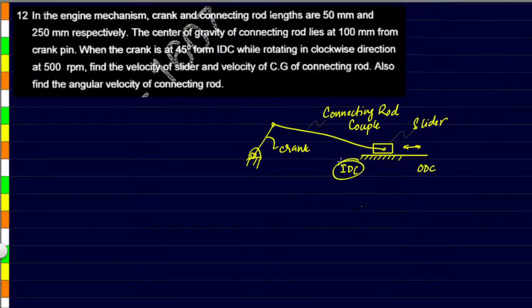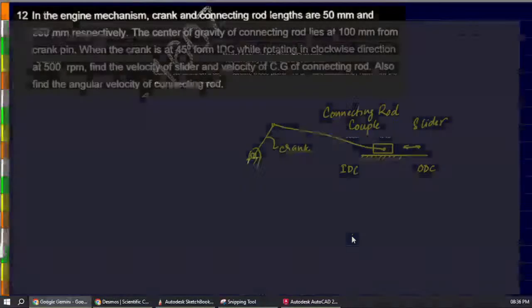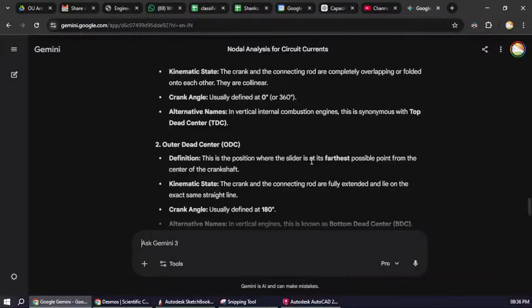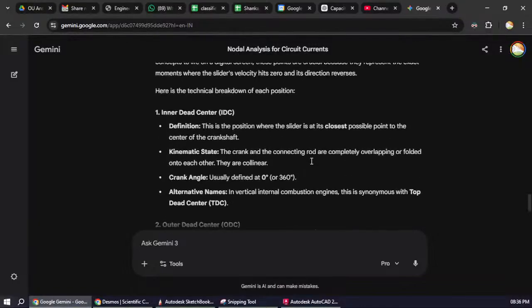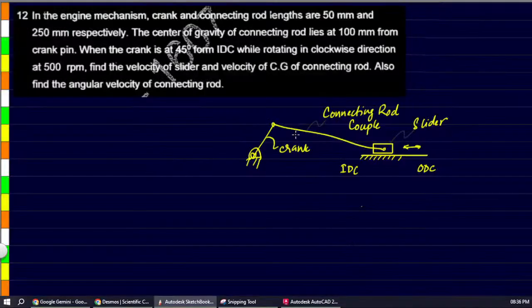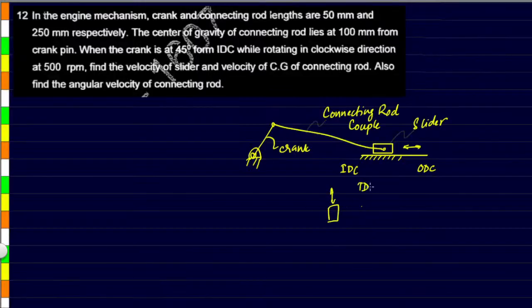So when the slider is towards the crank, that is called the inner dead center, and when the slider is towards the outer extreme, at maximum distance from the point of rotation of the crank, we call it the outer dead center. This can also be called top dead center and bottom dead center when the piston is moving in the vertical direction, up and down.